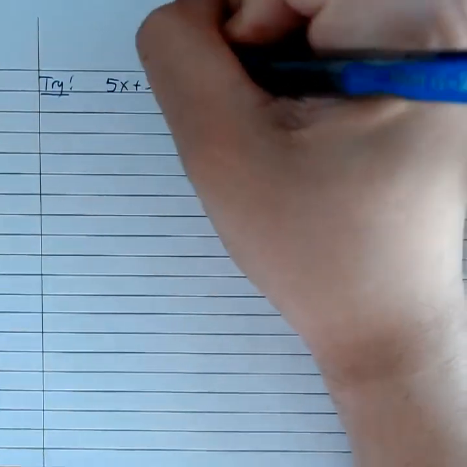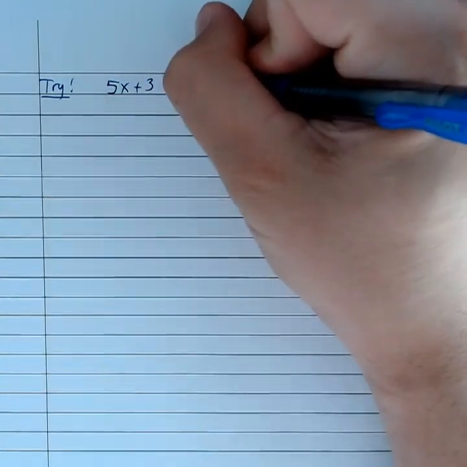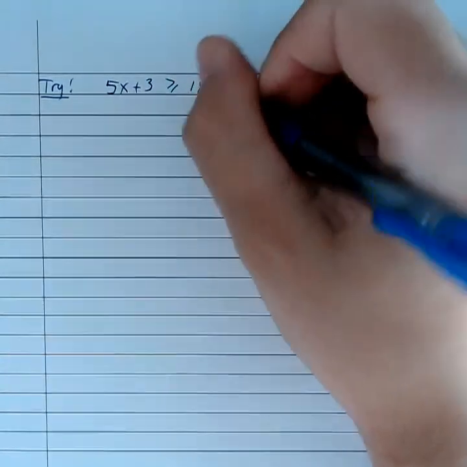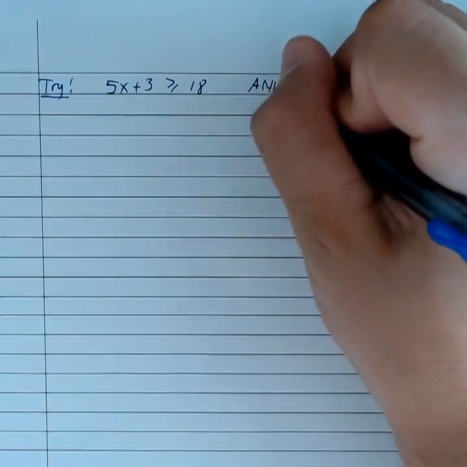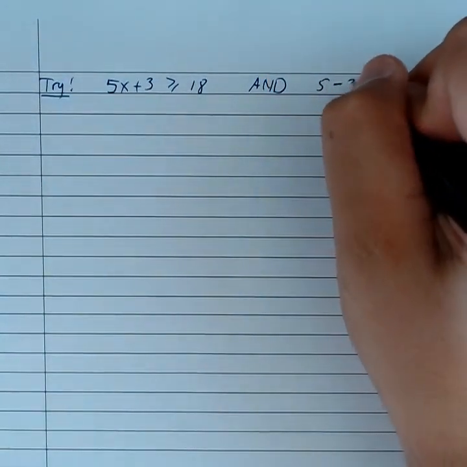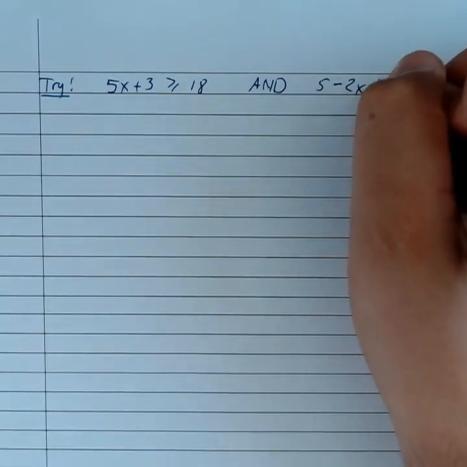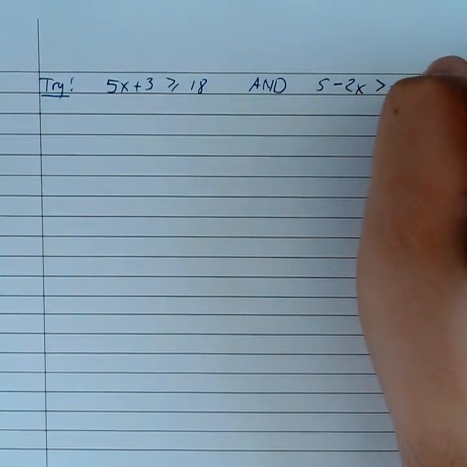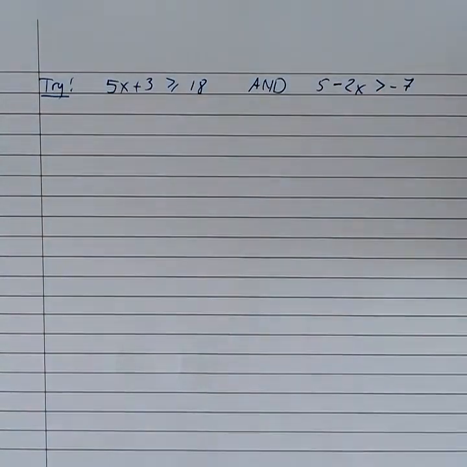5x plus 3 is greater than or equal to 18, and 5 minus 2x is greater than negative 7. Okay? So solve the compound inequality, and in the end, make sure your answer is written in interval notation. Go ahead and pause the video, give this a try, and whenever you're done, you can unpause the video and we'll go through it together.